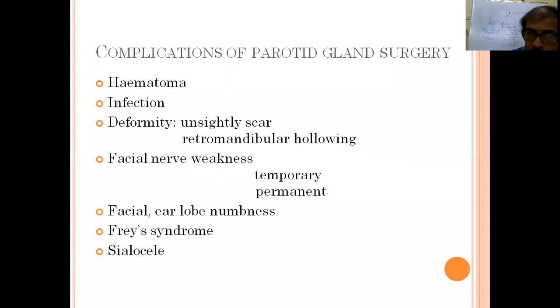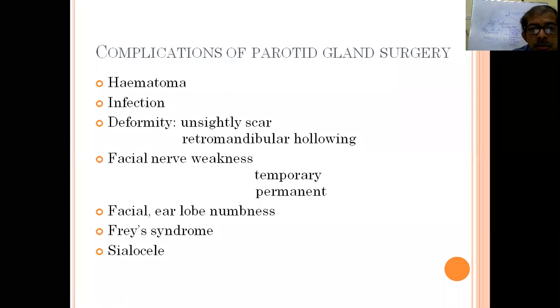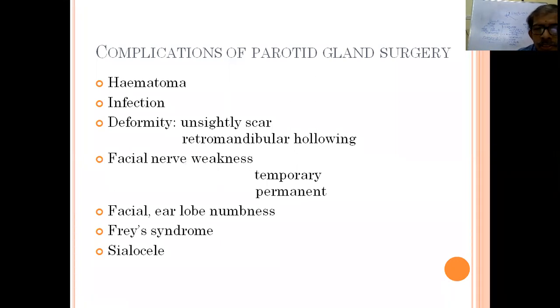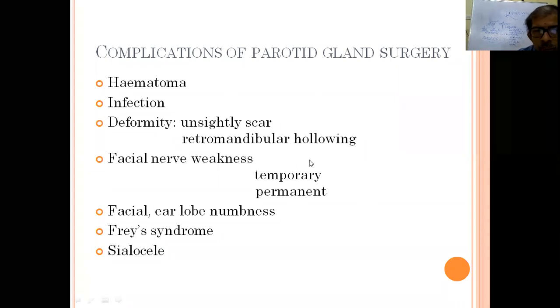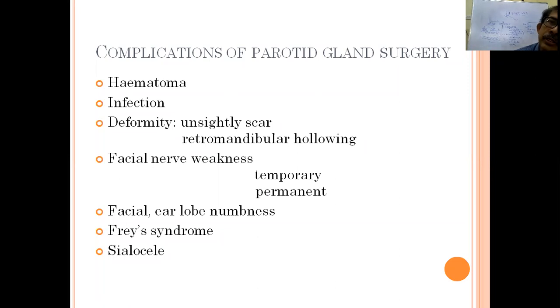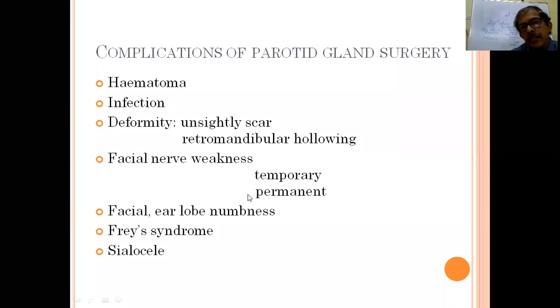So pre-operatively you have to tell them that there is likelihood of injuring, at least temporarily, the facial nerve. You will tell them that I will try to prevent facial nerve injury at any cost, but sometimes there may be a chance of at least temporary injury, if not permanent. Temporary injury will be just like a Bell's palsy; it may be relieved in a few weeks' time, 3 to 6 weeks, with exercises and all.